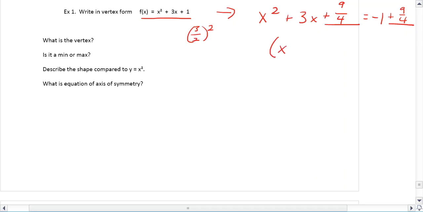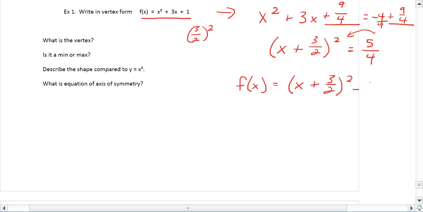Factoring this on the left gives me x plus 3 halves quantity squared, and then change this -1 into -4/4, and then we can add this -4 and 9 is 5/4. Now this doesn't quite look like vertex form yet because this 5/4 is on the wrong side. So I need to bring it over to the other side of the equal sign. And then I can write this f of x in vertex form is x plus 3 halves quantity squared minus 5/4. So I have done this part, I've changed it to vertex form.